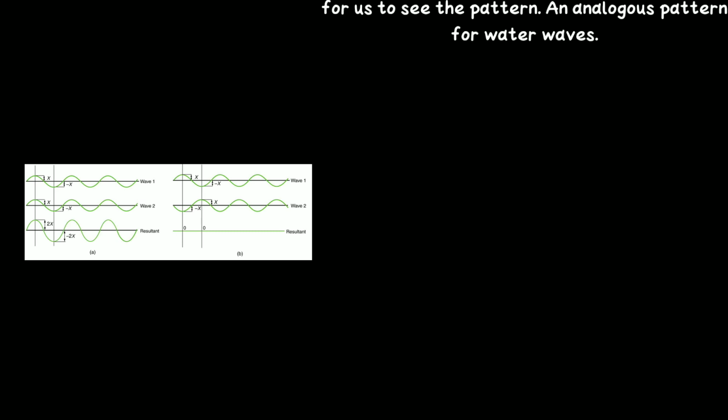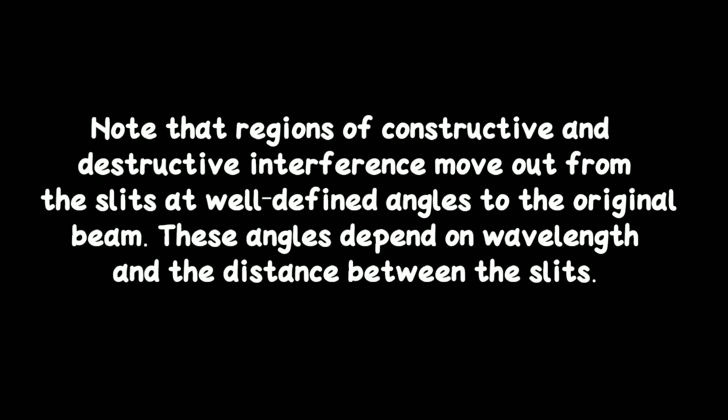An analogous pattern for water waves is shown in this figure. Note that regions of constructive and destructive interference move out from the slit at well-defined angles to the original beam. These angles depend on wavelength and the distance between the slits.